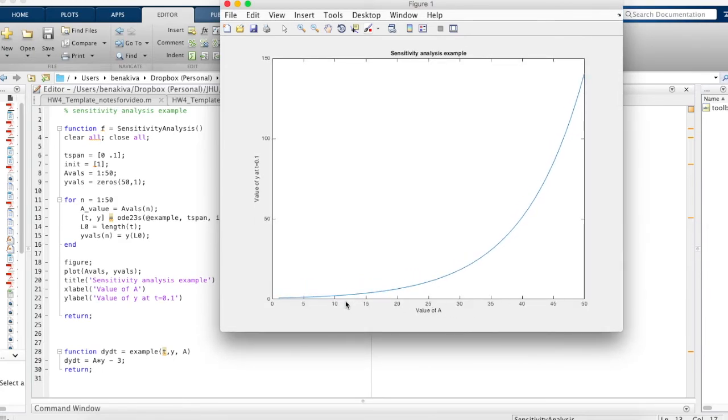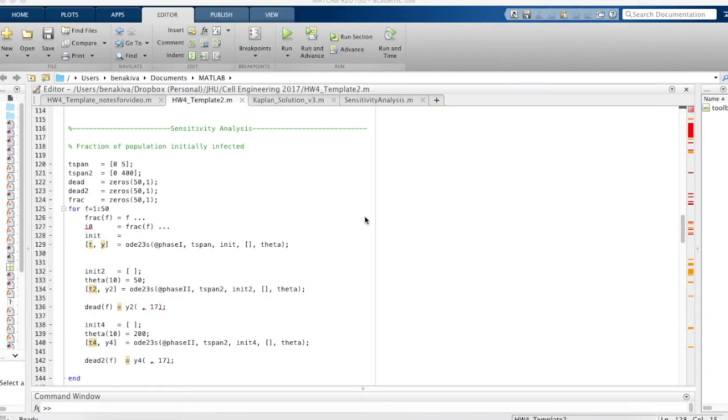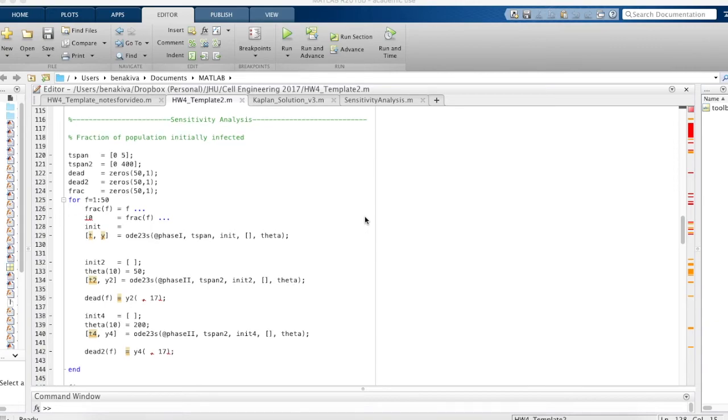So on the x-axis, we have the different values of a that we tested, ranging from 1 to 50, and then for each value of a, it shows us what the value of y is. So obviously, for this ODE and for the conditions that we're looking at, y is pretty sensitive to the value of a.